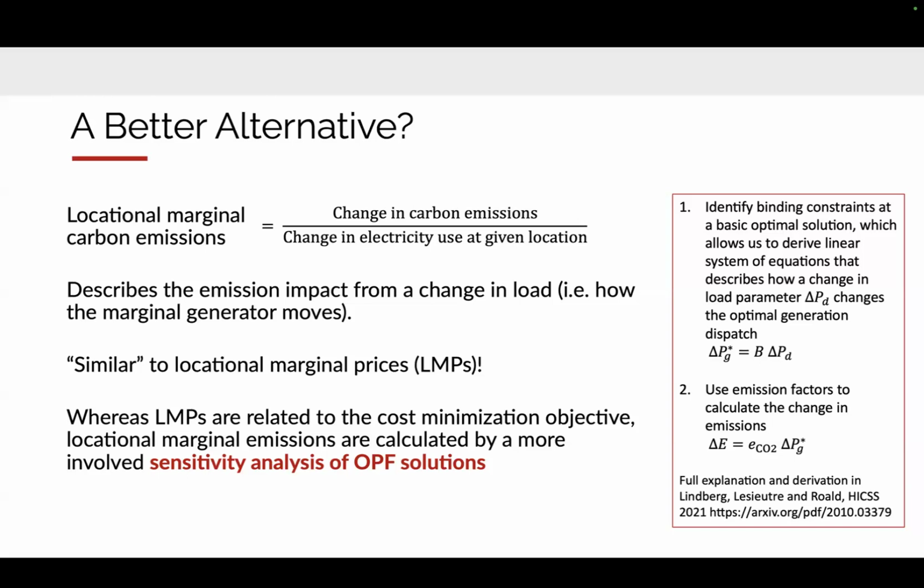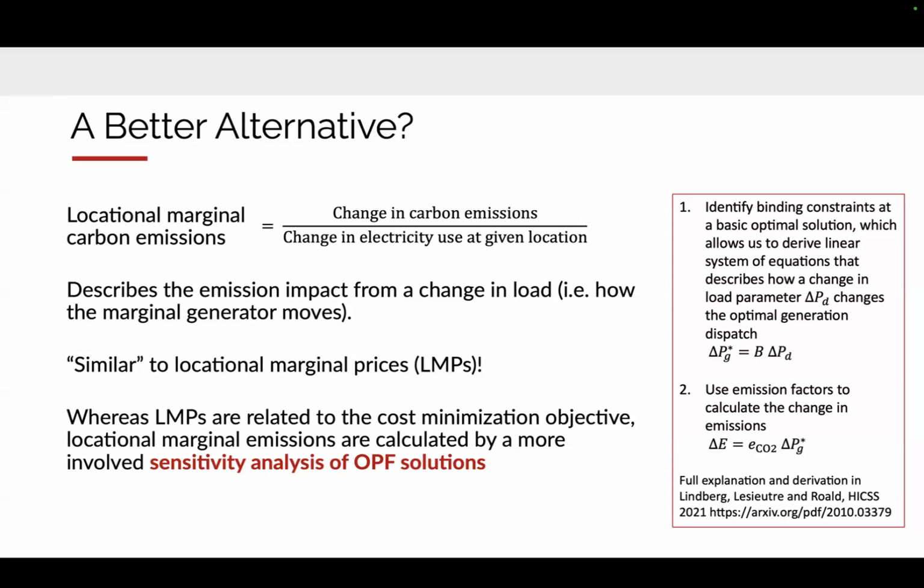But I think it's important to be aware that whereas LMPs are related to the cost minimization objective of the OPF itself, and can be derived by looking at dual variables of the solution to that problem, locational marginal emissions have to be calculated using a slightly more involved sensitivity analysis of the OPF solutions. I'm not going to go through that in too much detail. We have a paper that describes how that is done, but essentially you're doing standard linear programming and sensitivity analysis here that allows you to define how the optimal generation dispatch would change as a function of a change in load.